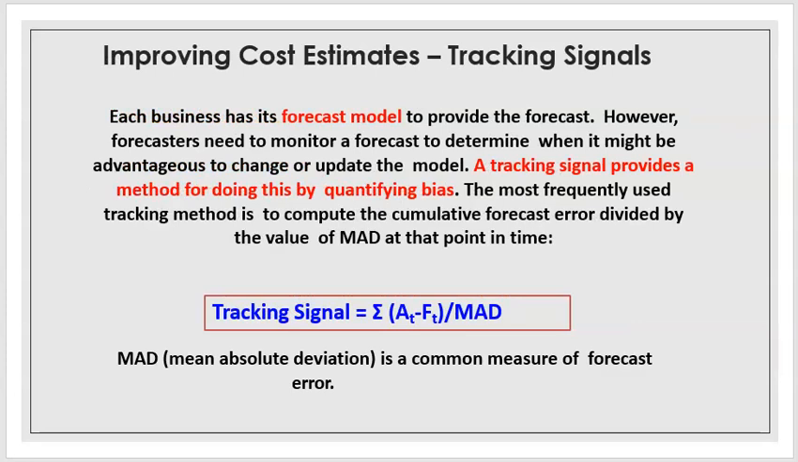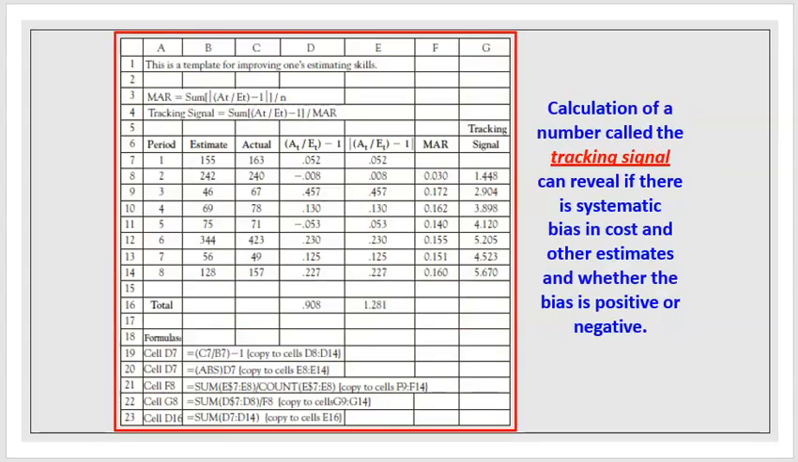So, improving cost estimates with tracking signal. Each business has its forecast model to provide the forecast. However, forecasters need to monitor a forecast to determine when it might be advantageous to change or update the model. A tracking signal provides a method for doing this by quantifying bias. The most frequently used tracking method is to compute the cumulative forecast error divided by the value of mean absolute deviation at that point in time. So these are examples of the calculation of tracking signal.